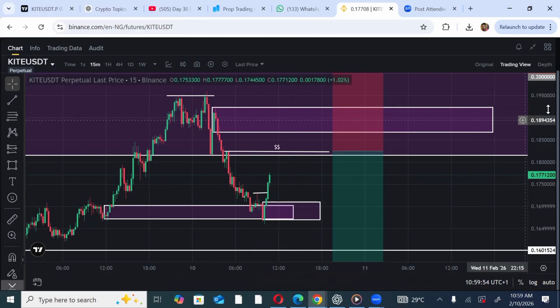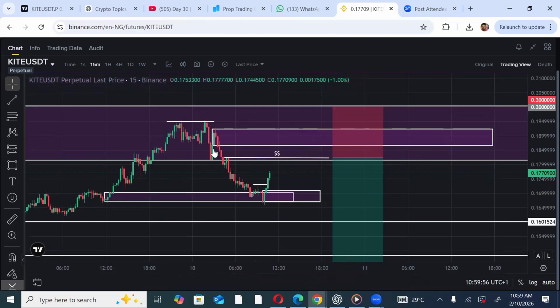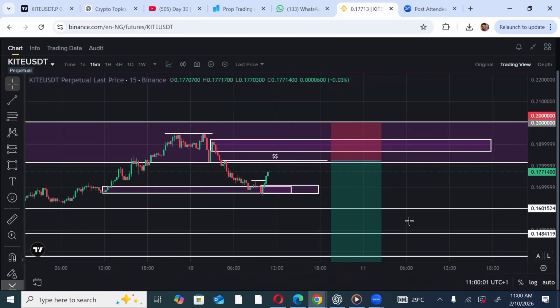So while selling, I'm selling this market from here down to the downside, and that's just what it is.